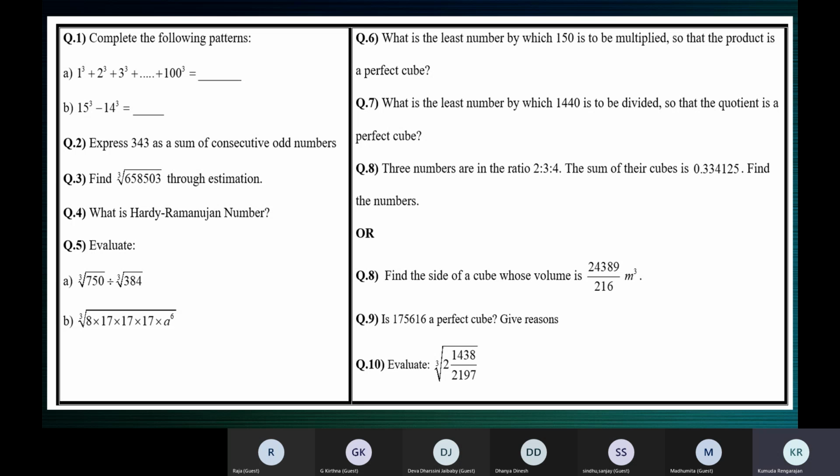Children, to answer questions 1 to 4, I shall share the relevant videos. They're very simple. Please watch the videos and complete them today, maybe after the class now or after your school sessions. But by the class tomorrow morning, you should have completed it. Tomorrow, we are starting a new chapter, Understanding Quadrilaterals.